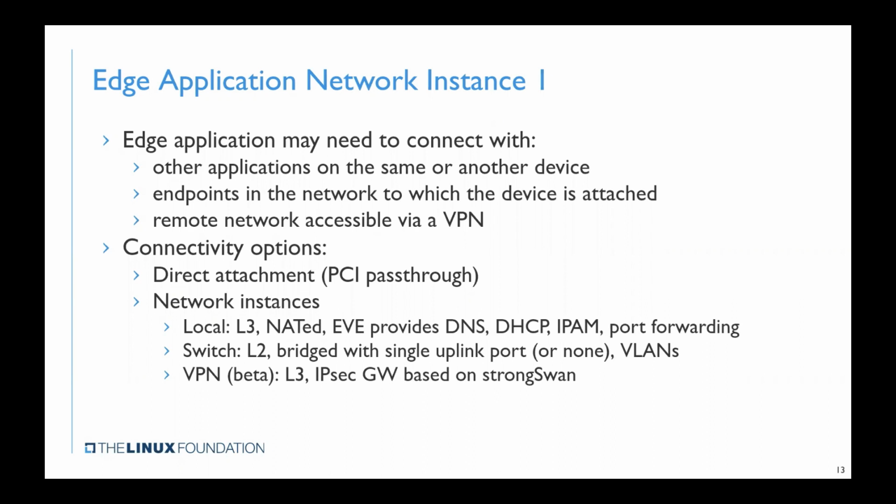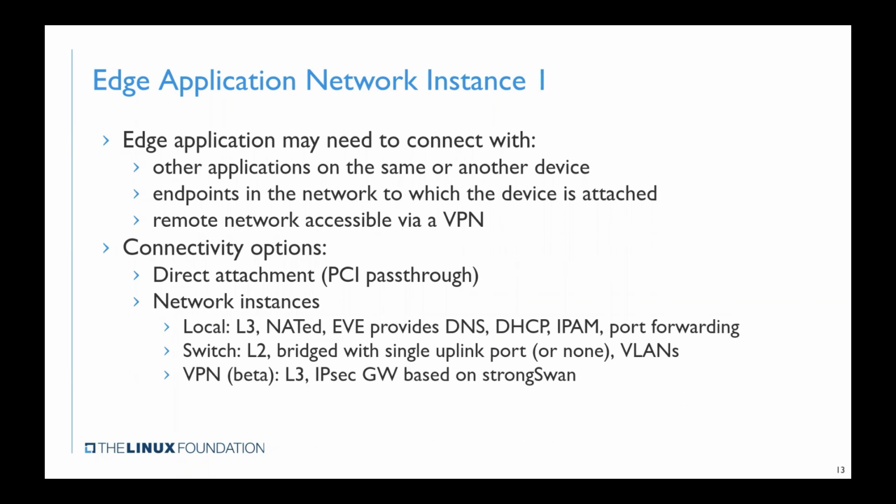Another type is switch network instance, which is basically just a bridge inside the device. Application interfaces are put under this bridge, and this bridge is connected with a selected single uplink port. So this is completely bridged inside the device. It's all L2 layer. It doesn't go up to L3 inside the device. There is no routing, no NAT, nothing. And for this, we also provide VLANs. I will talk about this shortly.